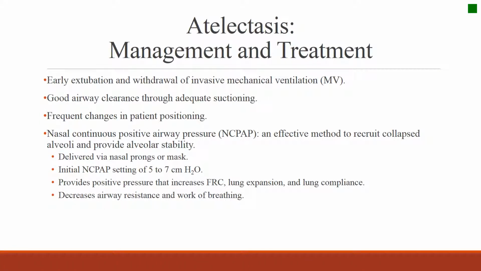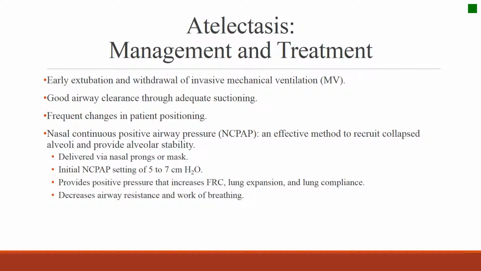Management and treatment of atelectasis. You want to extubate as soon as possible after mechanical ventilation. You want to use good airway clearance techniques. You want to do frequent changes in patient positioning. And CPAP is an effective method to recruit collapsed alveoli and provide alveolar stability, especially when extubated. You can deliver this via nasal prongs or mask.